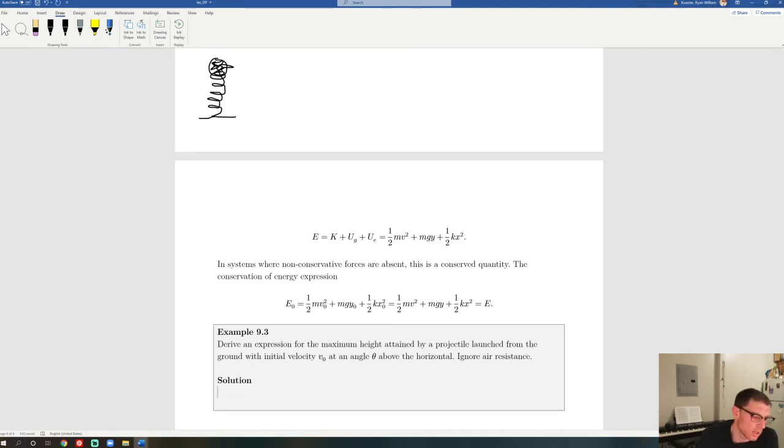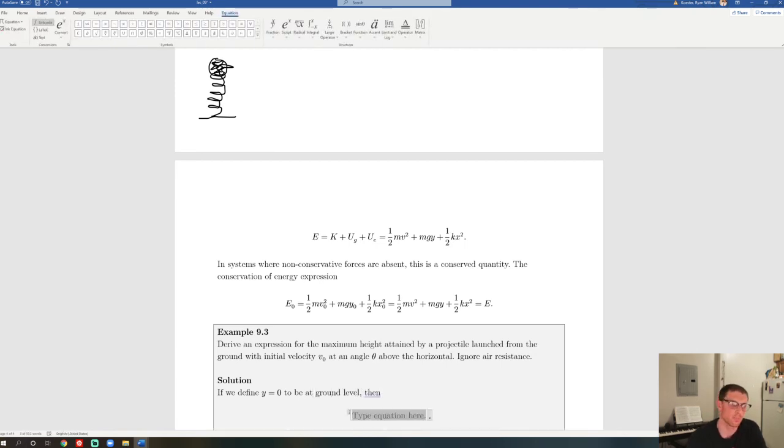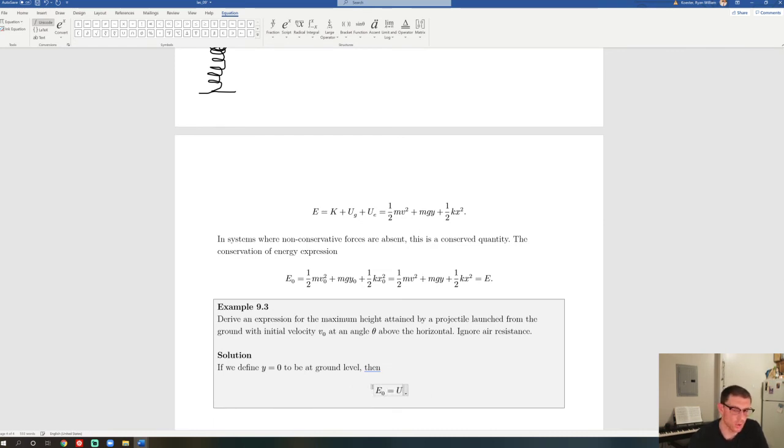So here, it's a good idea just to stop and think about which forms of energy we are dealing with, right? And there's no mention of the spring in the problem, and so it seems like we're just going to probably be concerned with kinetic energy and gravitational potential energy, and that is indeed the case here. So if we define y equals 0 to be at ground level, then the initial mechanical energy is just going to be the initial gravitational potential energy plus the initial kinetic energy, right? But the initial gravitational potential energy by our choice is 0 here. However, the kinetic energy is not, right? So we find that the initial mechanical energy is just determined by the initial kinetic energy.